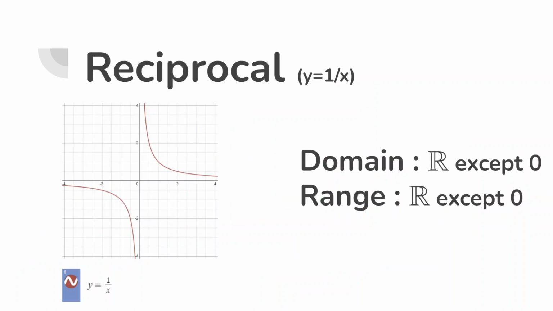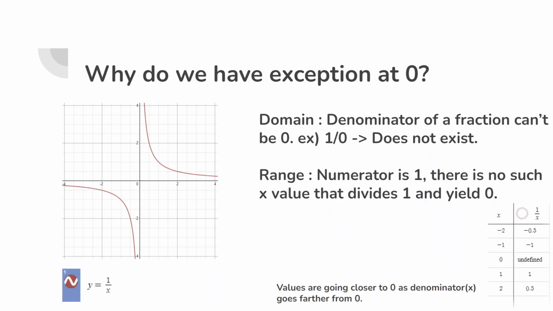Next one is the reciprocal function. Its parent function is y equals 1 over x. Both domain and range are all real numbers except 0. So why do we have an exception at 0 for both domain and range? For domain, the denominator of a fraction cannot be 0. For example, if we plug in 0 for x, then it's going to be 1 over 0, and that does not exist. For range, the numerator is 1, and there's no such x value that divides 1 and yields 0.